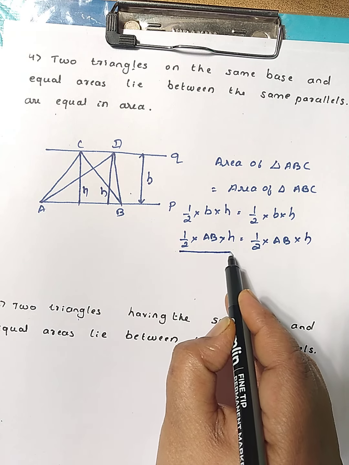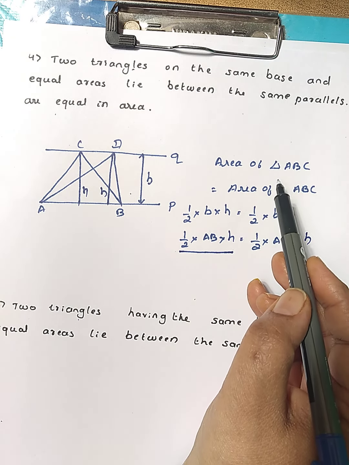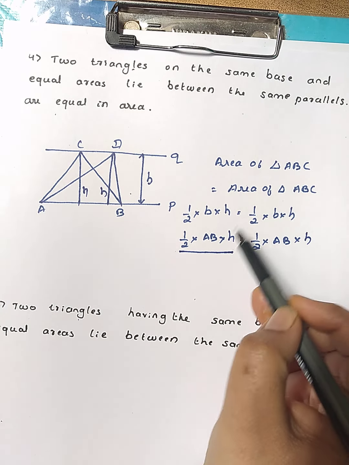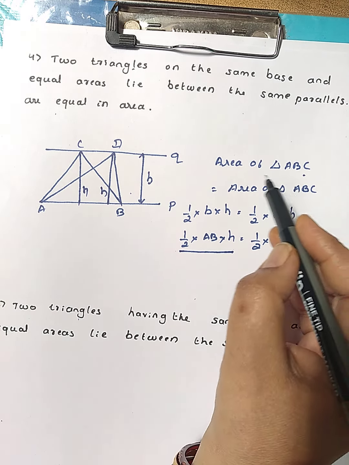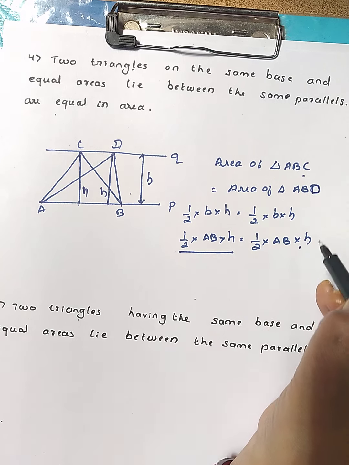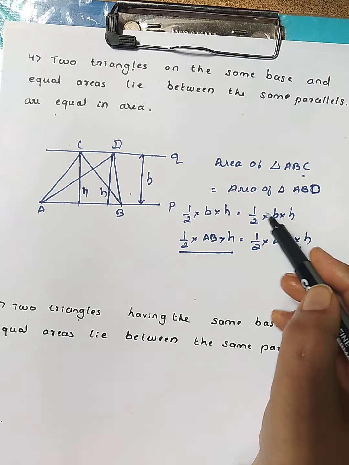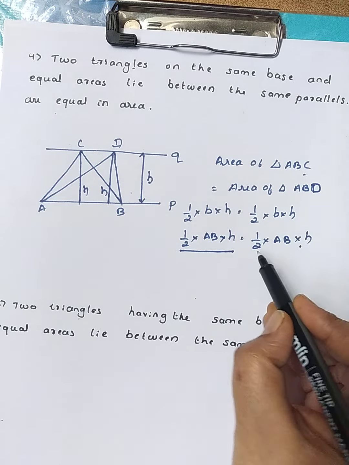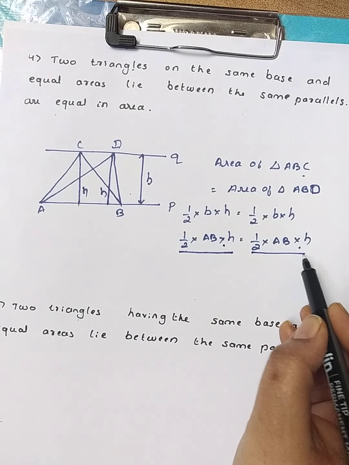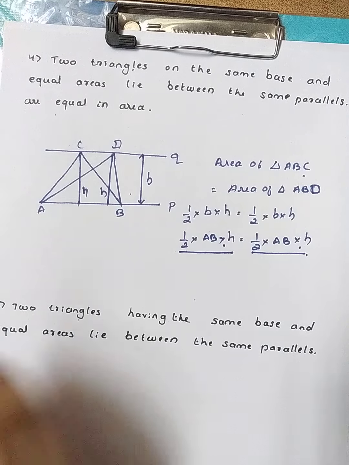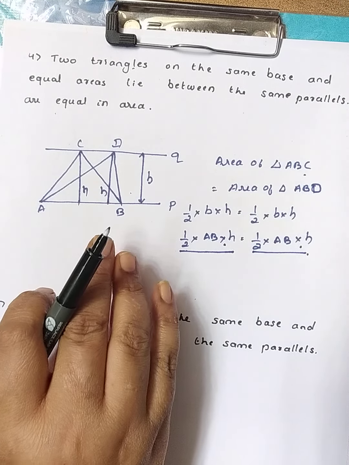So here, even though the triangles are different, this is the area of ABC and this is the area of ABD. Even though the triangles are different, the area is the same, that is half AB into H and half AB into H here. So this is the fourth one.